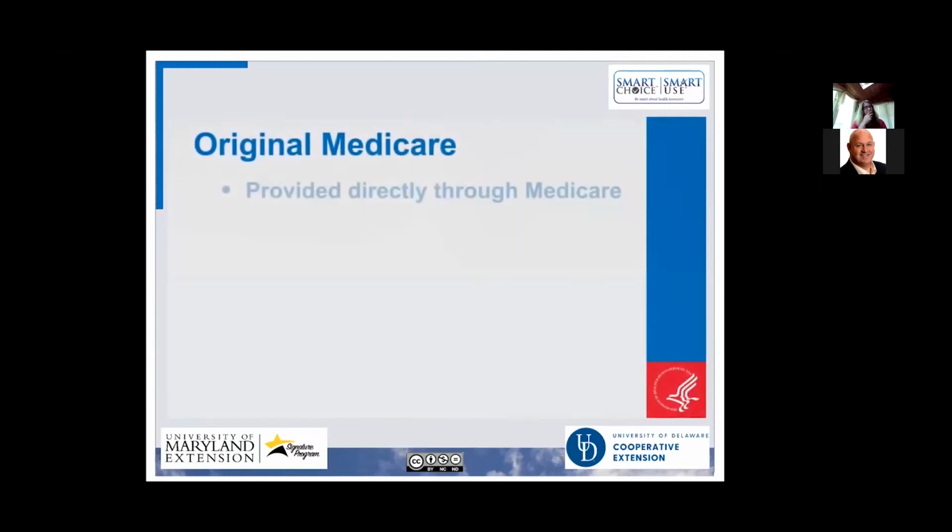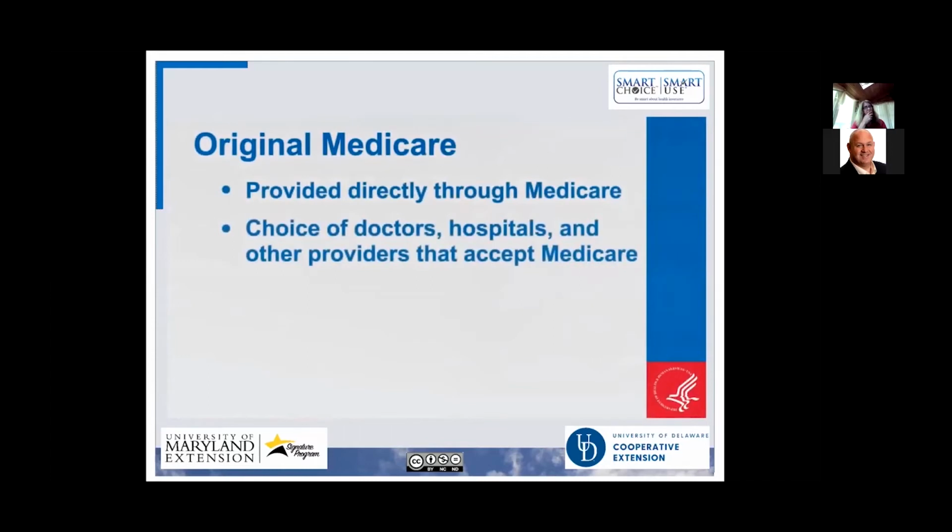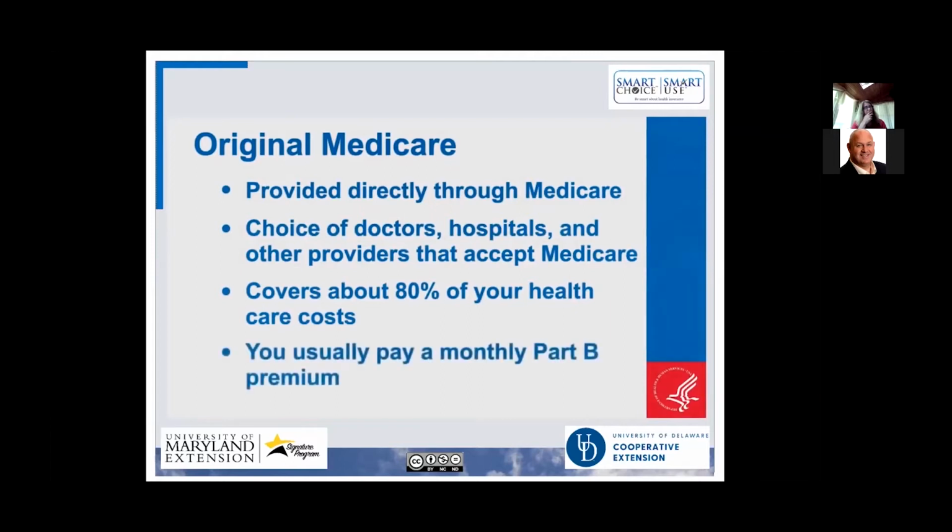Original Medicare is provided directly through Medicare, and you have your choice of doctors, hospitals, and other providers that accept Medicare. Original Medicare covers about 80% of your healthcare costs. Generally, you or any supplemental coverage that you have pays deductibles and coinsurance, and you usually pay a monthly Part B premium.